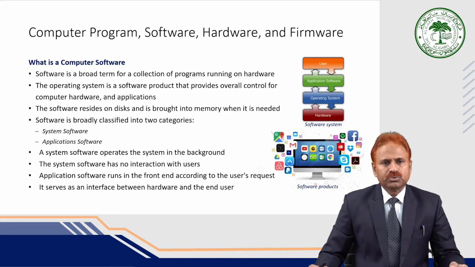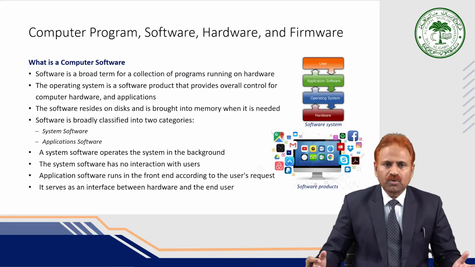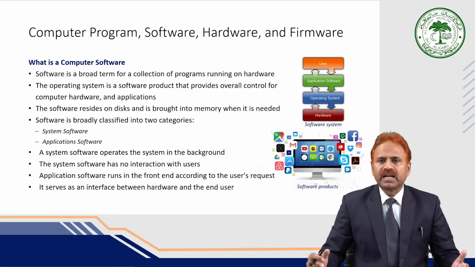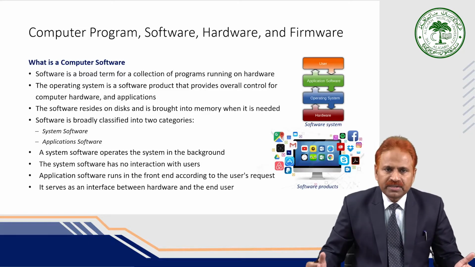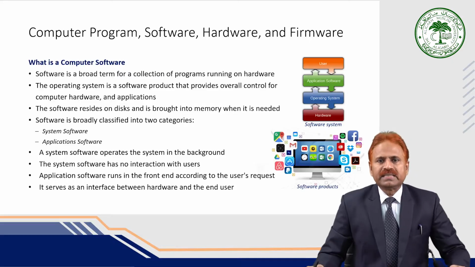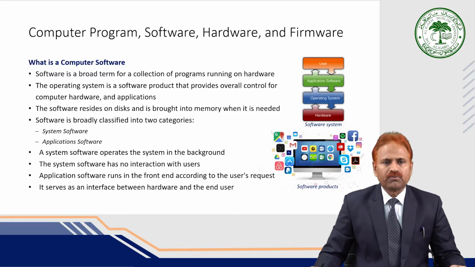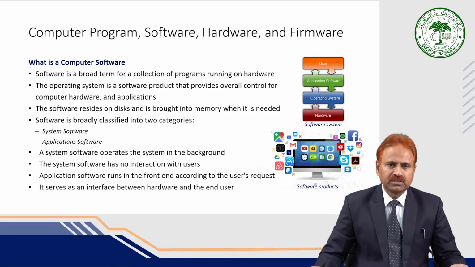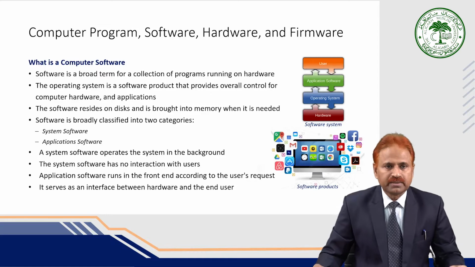Now we come to the second component, which is known as computer software. Software is a broad term for a collection of various programs running on hardware. The operating system is a software product that provides overall control for computer hardware and applications. The software resides on disks and is loaded into memory when it is required.